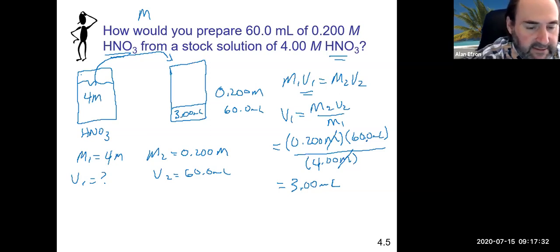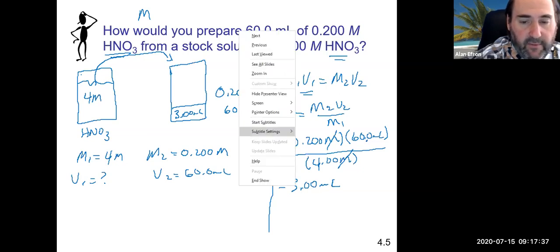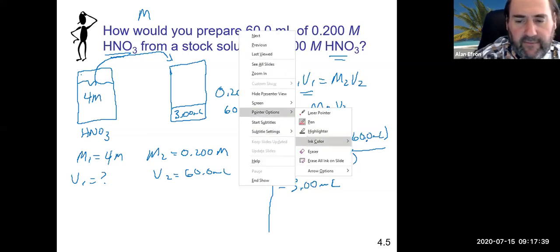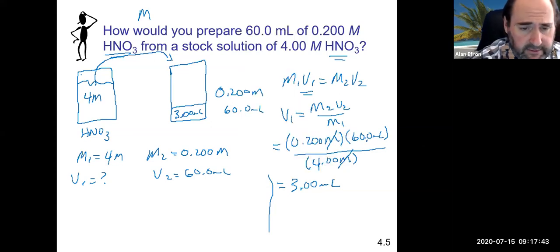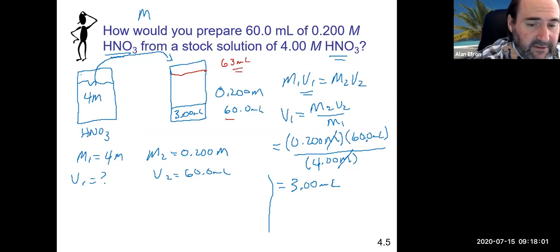The rest of that solution is going to be water. I'm going to fill the rest up with water. So the question is, do I fill the rest up with 60 milliliters of water? Do I top the rest of this off now with 60 milliliters of water? And the answer is no, because if you did that, you would take 60 milliliters and 3 milliliters, and you would end up with 63 milliliters of a solution. And that is too much.